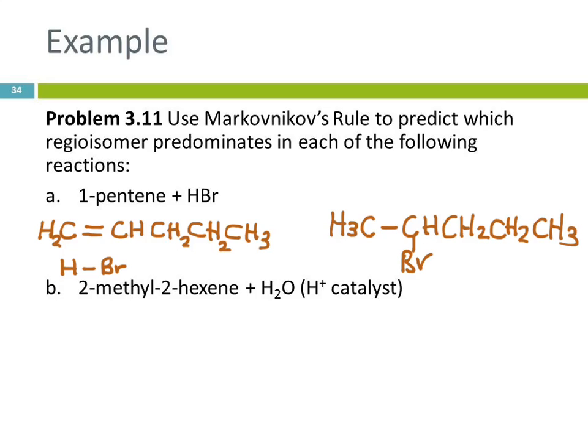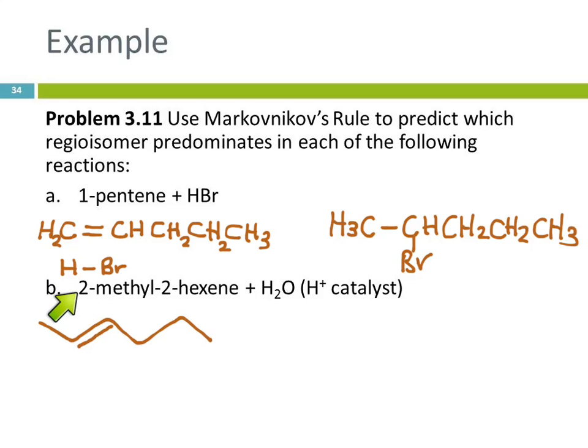So 2-methyl-2-hexene. Well, let's try this one with a line structure. Hexene has 6 carbons. 1, 2, 3, 4, 5, 6. 6 carbons. 2-hexene says there's a double bond starting at the 2nd carbon going to the 3rd carbon. So that would be right here.